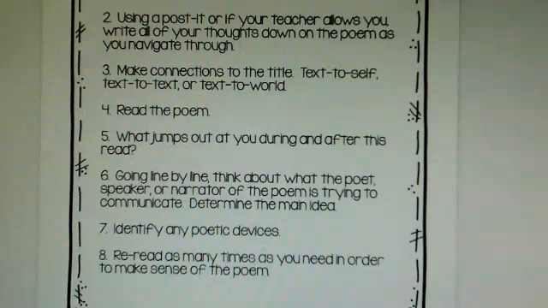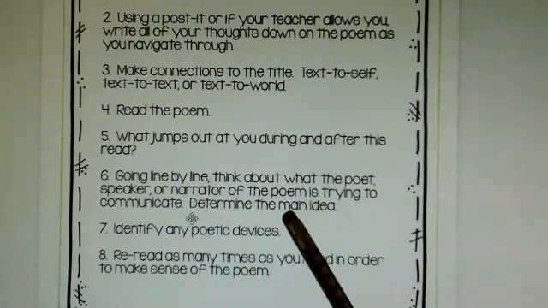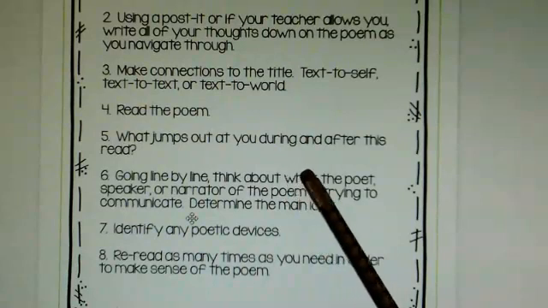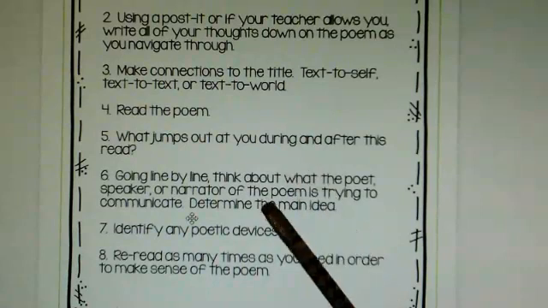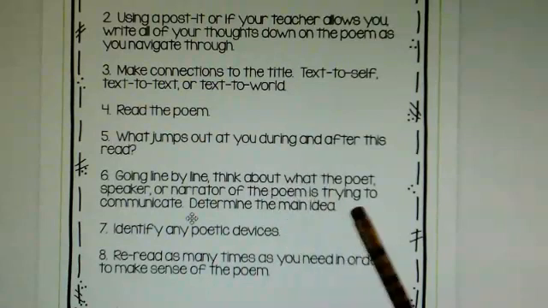And then number 6, there's my cursor. Number 6, going line by line, think about what the poet or speaker or narrator of the poem is trying to communicate and determine the main idea. This part is extremely important, guys. Sometimes we have to stop after each line and say, what was the poet thinking? What were they trying to get me to understand? Because they use different types of language in poems than we normally use in our everyday reading. Poetry is just a little bit different.